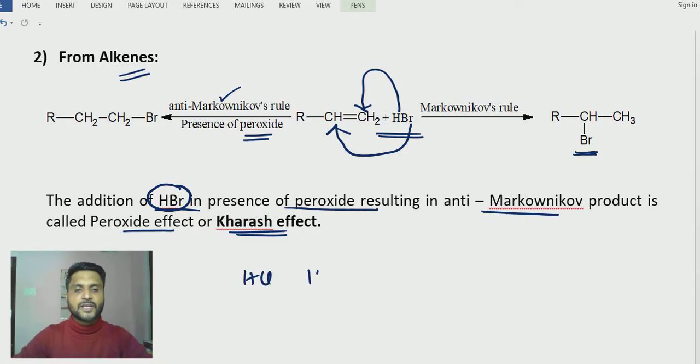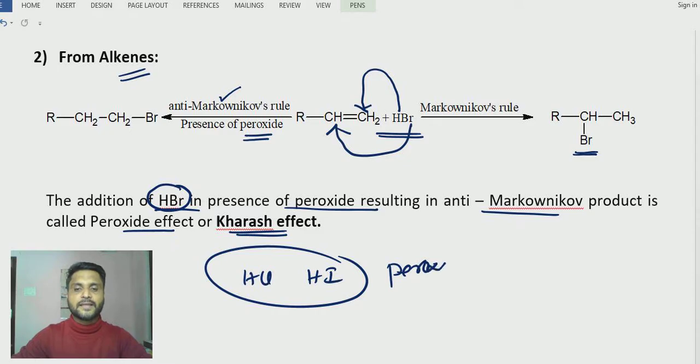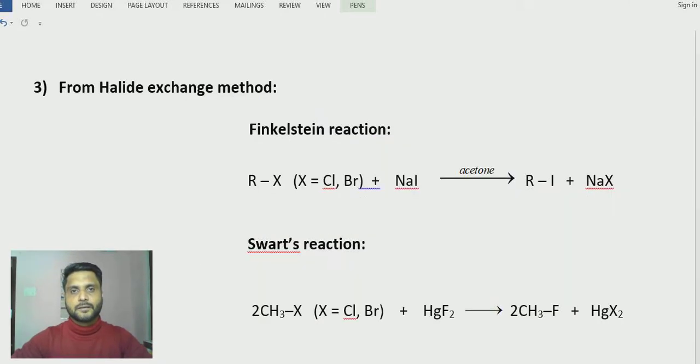HCl and HI will not be added to the alkene according to the anti-Markovnikov rule even though there is a peroxide as the catalyst. Remember, only HBr and the peroxide leads to anti-Markovnikov product. The rest will form the Markovnikov product. Next one we have the halide exchange reaction or halogen exchange reaction.